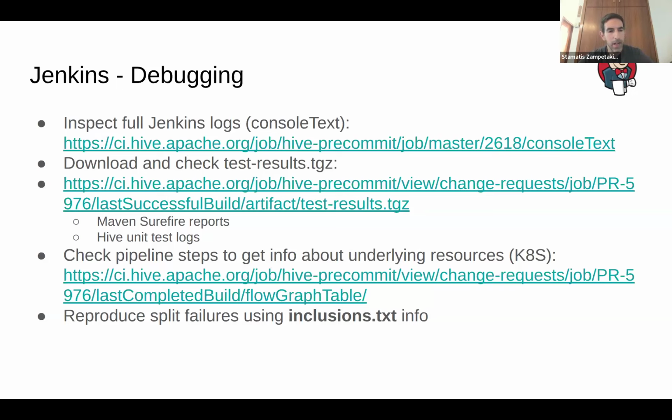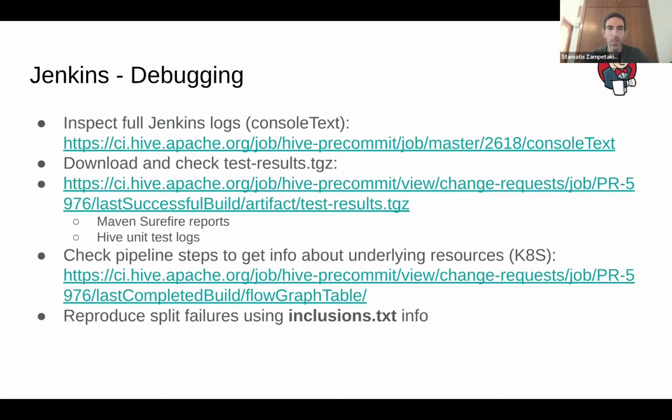Another place where we can find useful information is the flow graph table. This may become handy when we want to associate tests with the specific Kubernetes pod they were running in. If we want to make the association, usually we need to look there.